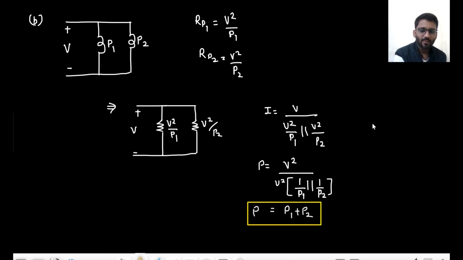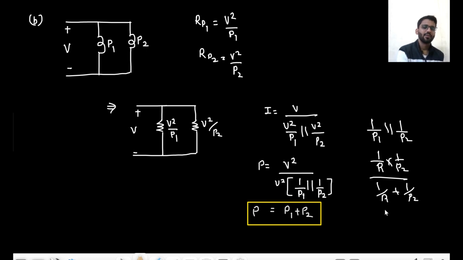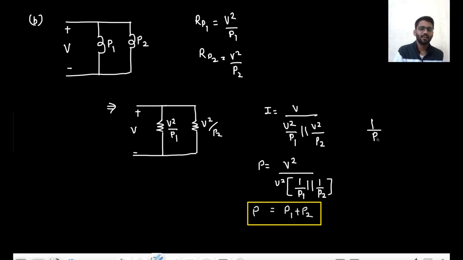You can solve this, right? 1 upon P1 parallel with 1 upon P2. What will be the answer? 1 upon P1 into 1 upon P2 upon 1 upon P1 plus 1 upon P2. So it would be 1 by P1 plus P2, and there is 1 upon 1 upon, so 1 upon P1 plus P2, so P1 plus P2 will be the final answer. Okay, this is my final answer.